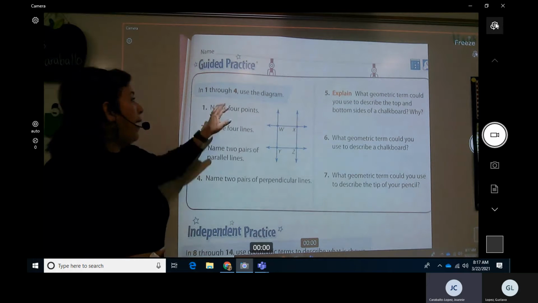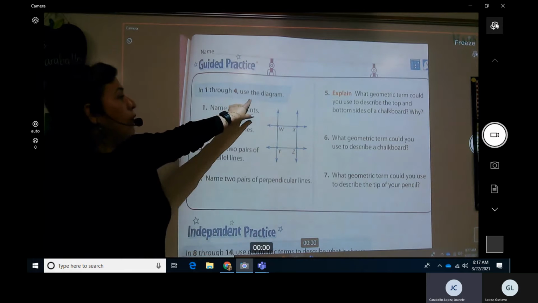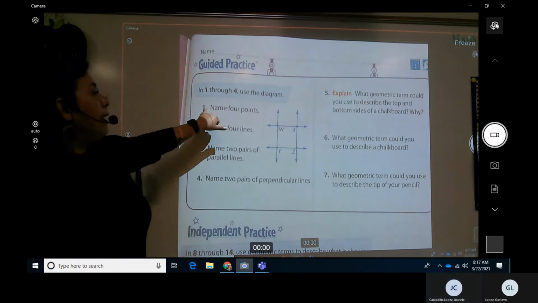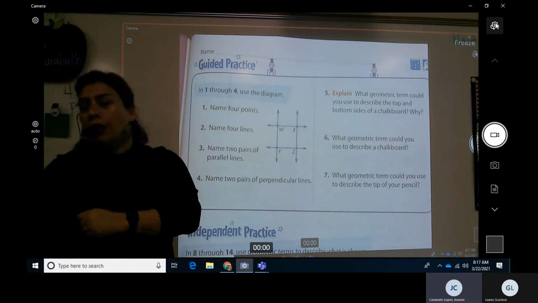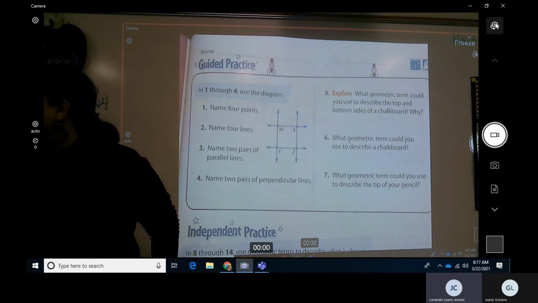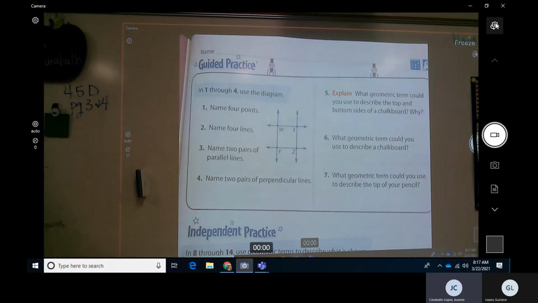So on this page, it says in 1 through 4, use the diagram. So here's what I want you to do really quickly. I want you to look at the rest of the word cards on page. All right. So look at your word cards. You're going to need page 753 to answer this, the page that you just put inside your folder.